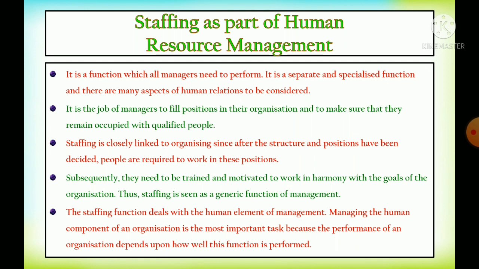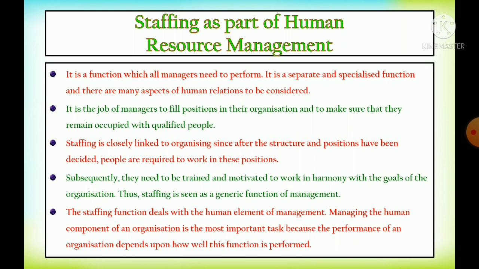Staffing is closely linked to organizing, since after the organization structure is prepared and positions have been decided by the management, people are required to work in these positions. So, staffing is totally related to the organizing process. Once the organization structure has been decided by the management, they have to create the positions. Then the staffing activity has to start its work by analyzing what kind of people are required, and what kind of job title requires qualified people. Everything will be decided by the staffing process.